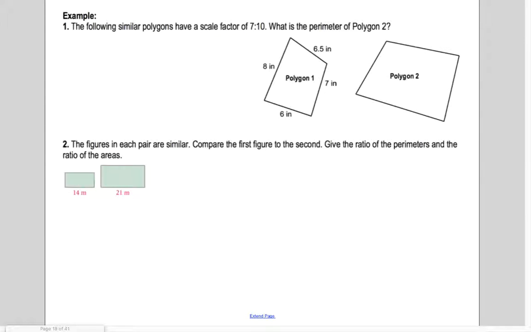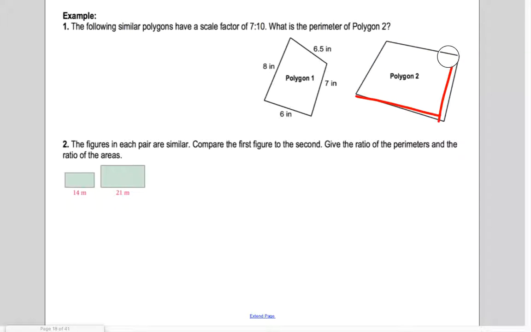Okay, so the following similar polygons have a scale factor of 7 to 10. What is the perimeter of polygon 2? So this is what I was telling you. Sometimes these will pop up on things like standardized tests. Because the long way that people will do this, if they don't understand the math behind it, is they will find every single one of these sides, and they're not going to be pretty. Do you guys see what I'm saying? Like you would set it up 7 over 10 equals 8 over x, and you would find x, and then you do it from the next one, you do it 4 times. Okay, we don't want to do that. We want to make it easier.